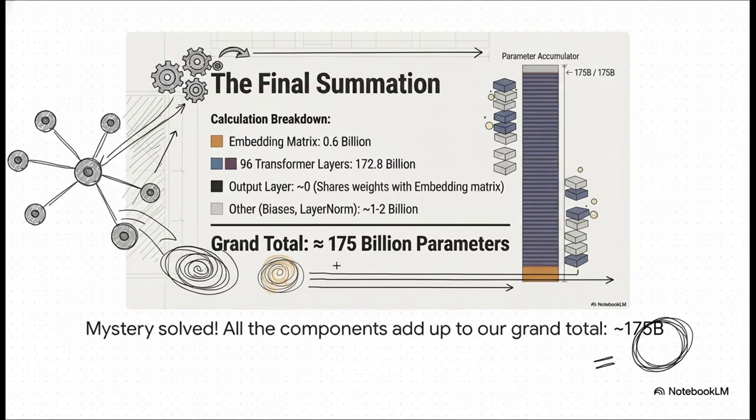So the mystery is pretty much solved. We just have to put the final pieces together. We take that massive 172.8 billion from the transformer stack, we add the 0.6 billion from the embedding layer at the very beginning, and then we throw in a few other minor bits and pieces, and there you have it. The grand total lands right at our target, 175 billion parameters. So no, it wasn't a marketing gimmick, it was pure math.